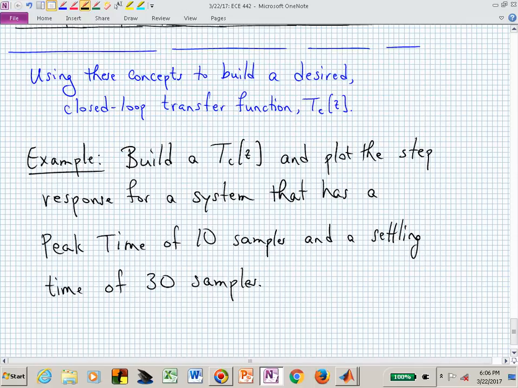What shapes are you seeing in the z-plane relative to these two performance specifications? Peak time, what's the shape? What were we talking about earlier today? Wedge or angles. That's the peak time. And settling time, circles, right? So now we have circles and angles, and we want to make that intersection, essentially.